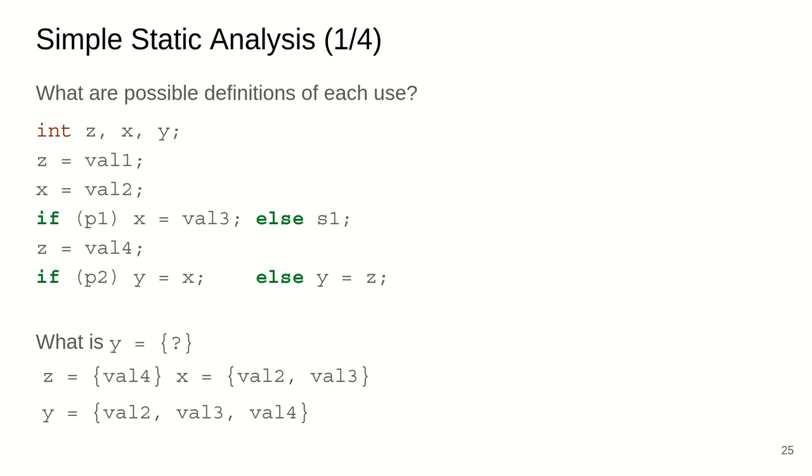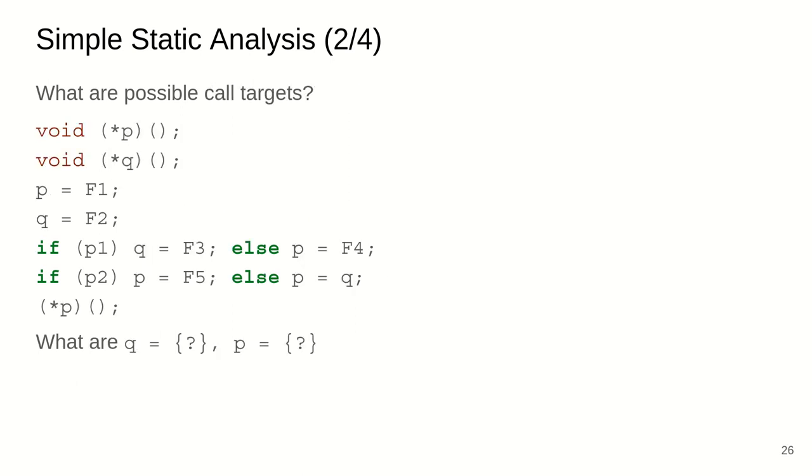Z is being assigned once to value 4. X is being assigned once to value 2 and value 3. And this gives us the set of y, because it is the union, due to the last condition, of the 2 sets, right? So we've run a set analysis that gives us an interesting way to determine possible definitions of values, right? Similarly, this could be used for call targets, and we've covered CFI in a previous lecture.